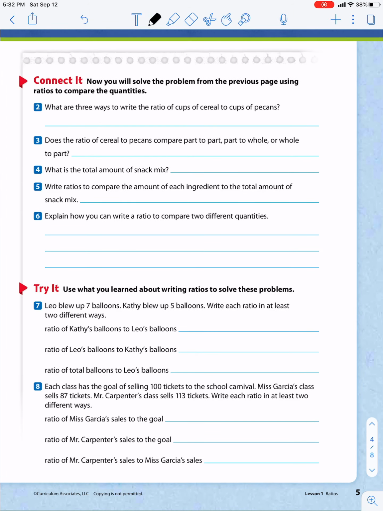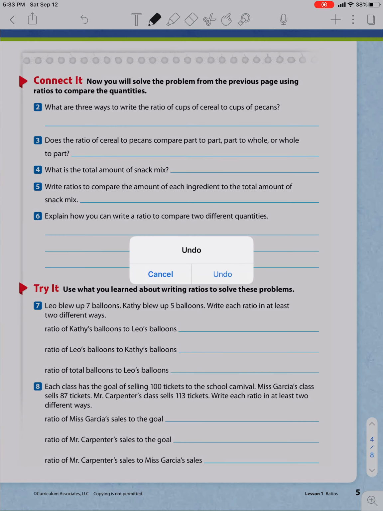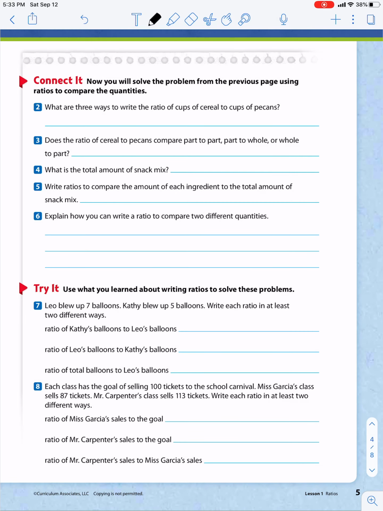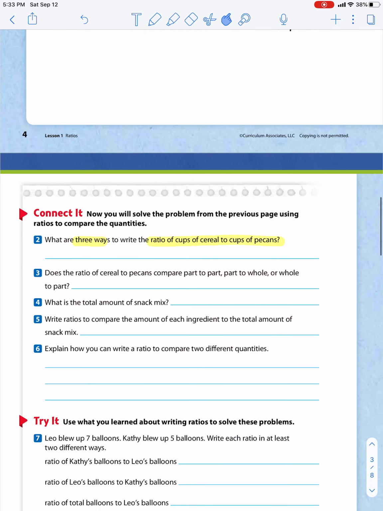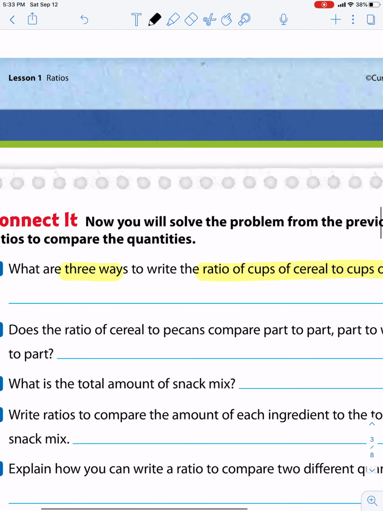All right, now we're going to connect it. So now you will solve the problem from the previous page using ratios to compare the quantities. So it says, what are 3 ways to write the ratio? So 3 ways to write the ratio of cups of cereal to cups of pecans. Now, I'm one of those people where I don't like to flip back and forth between pages. So I'm going to write everything that I know at the top here.